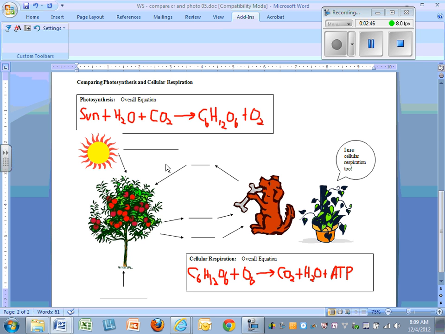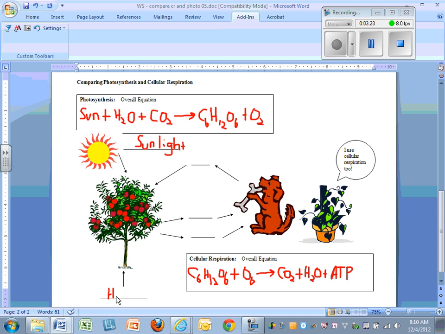So looking at the diagram here, let's fill in the diagram. So here are the two equations. Let's put the diagram kind of in order. I'll start you off with saying the sun, or sunlight, or light energy, is absorbed by the plant. Anyone remember what pigment absorbs? Chloroplast is the structure, absolutely. The chlorophyll in the chloroplast absorbs the sunlight.